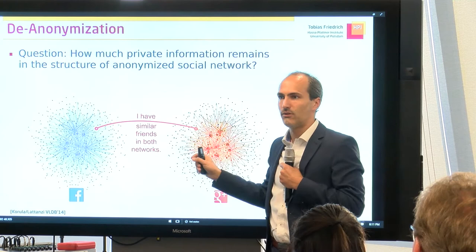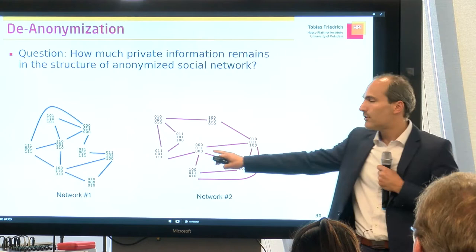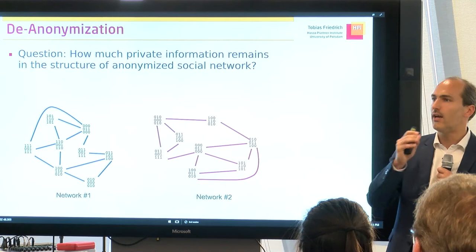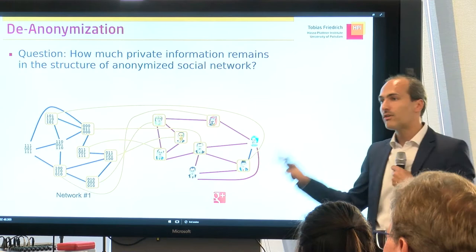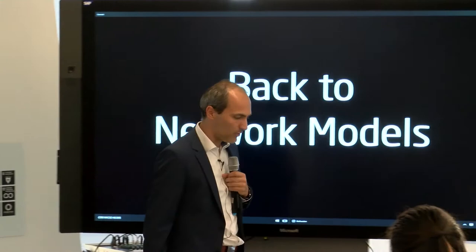And indeed, you can prove, and again, I skipped the technical details, that if you determine the signature of every person in such a network, which is basically the distribution of the degrees of your neighbors. So how many friends do you have of what degree and your neighbors' neighbors? This is a strong enough signature such that you can actually de-anonymize such a network purely on the structure. So the structure alone reveals a lot. So this is all I wanted to say about the de-anonymization. This is a theorem, but ignore it. Back to the network models, because this is more important here.